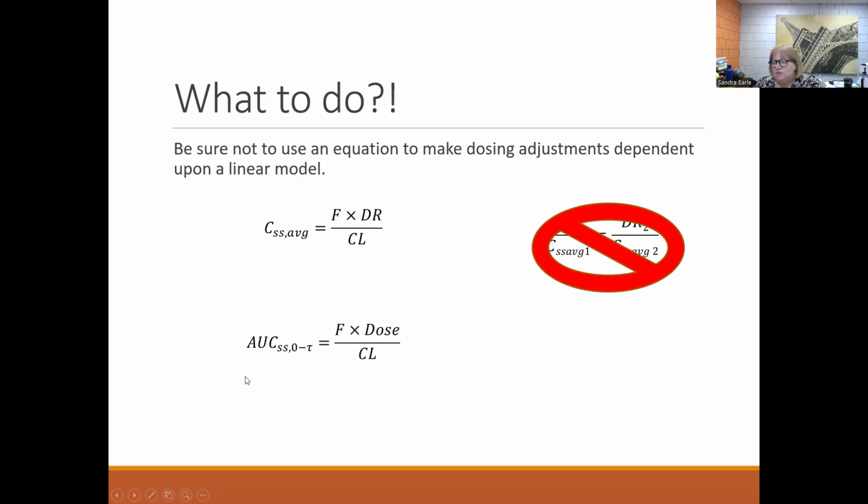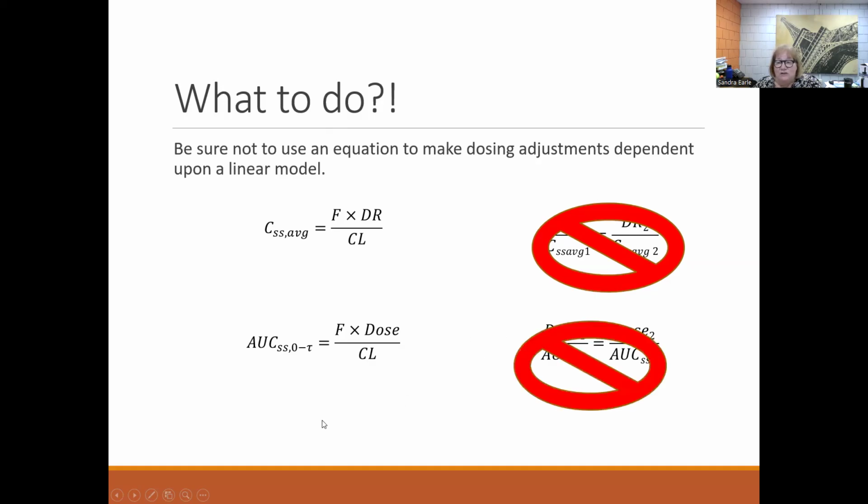Similarly, area under the curve is equal to bioavailable dose times clearance. Again, if the bioavailability and clearance are linear, which they are in most cases, then you can use this equation to make dose regimen changes. So dose 1 is to area under the curve 1 as dose 2 is to area under the curve 2, but that assumes that the bioavailability and clearance are linear. If either of those are not linear, then again, you cannot use this equation to make dose adjustments.